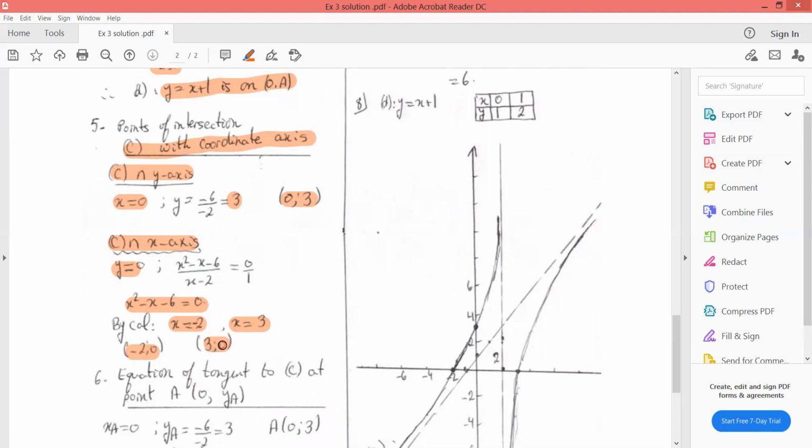So coordinate axes means the x-axis or y-axis. With the y-axis, we take x equal to 0. With the x-axis, we take y equal to 0 and we find x. So far, so good?